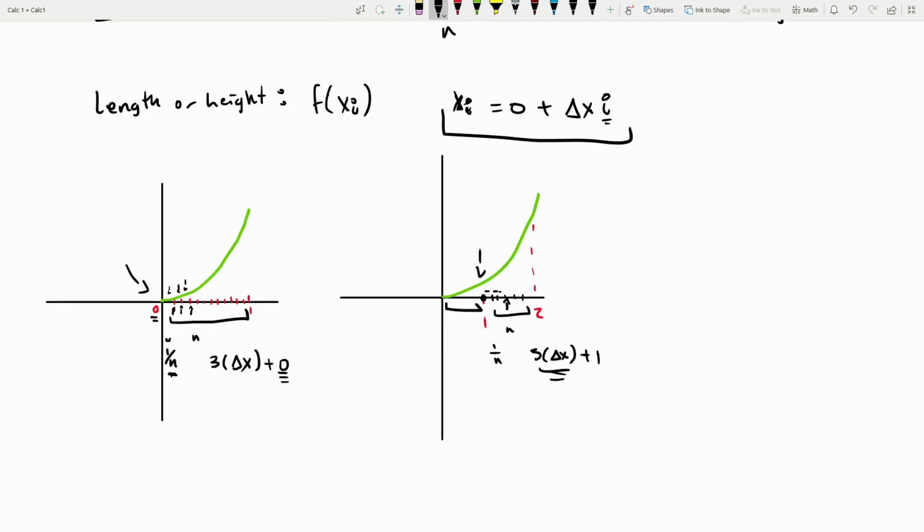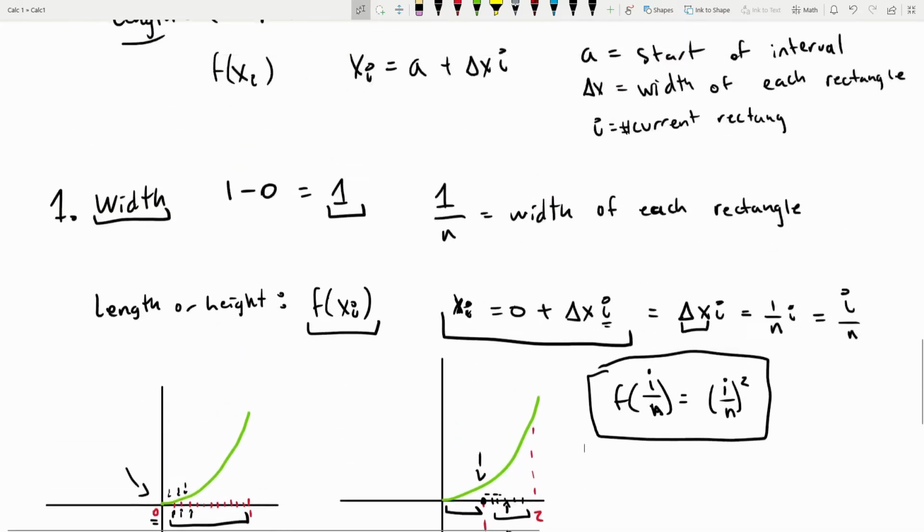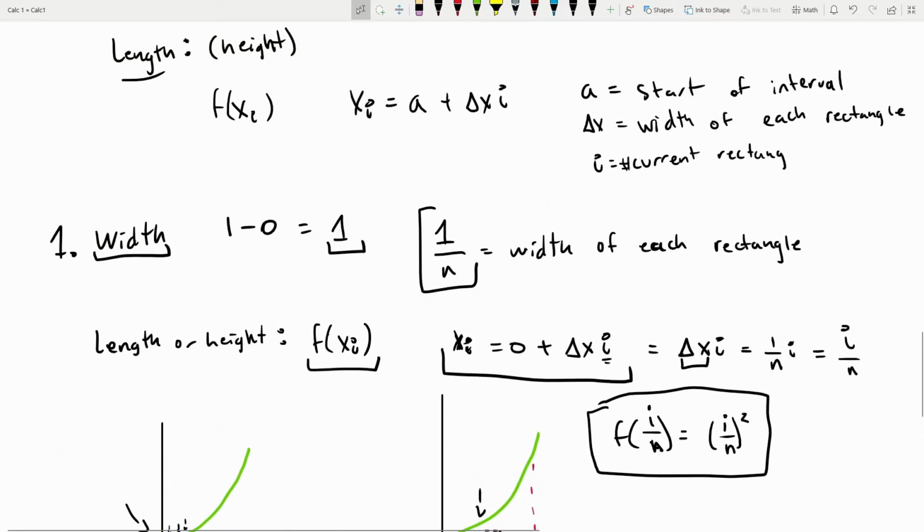So now that we found xi, we can also find f of xi. Actually, let's simplify xi. xi is just going to equal delta x times i, but we know delta x is the width, which is 1 over n. So this is going to equal i over n. Now f at i over n is going to equal (i over n) squared. This right here is going to be the height of any rectangle, and we've also found the width, which is right here.